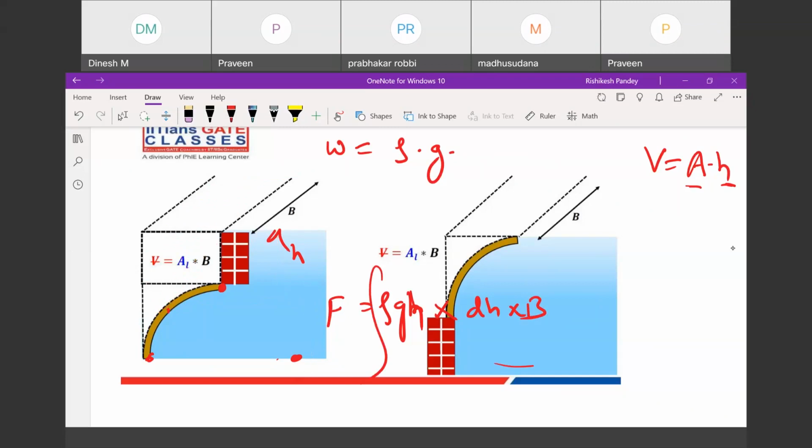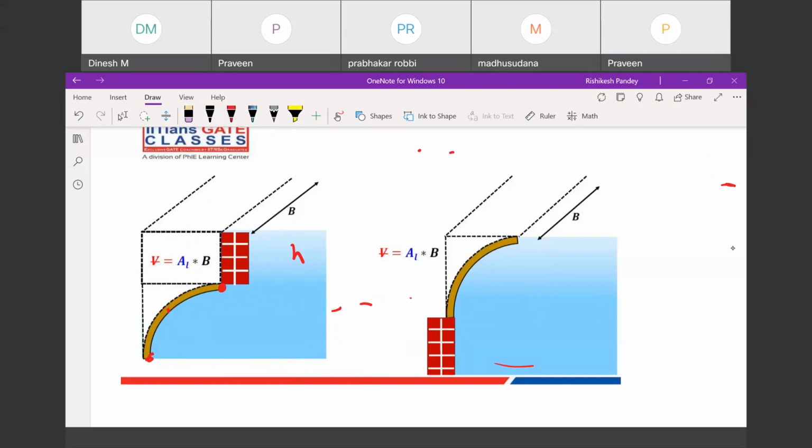So no need to do all this integration part. You simply assume a fluid which is above this curved surface. It is filled with the same fluid above this curved surface. You calculate the weight of the fluid in a similar manner, and you will get the same answer. Is it clear?